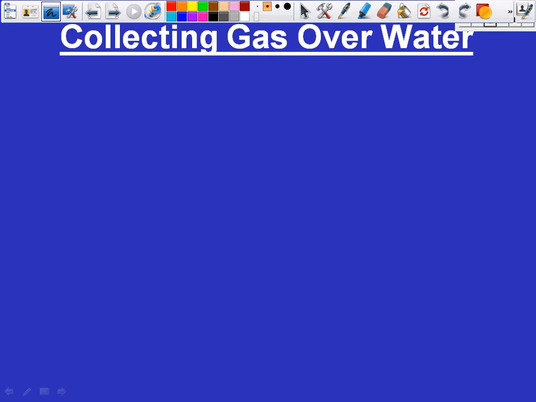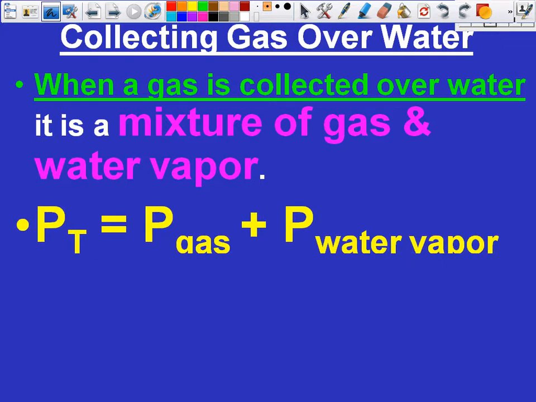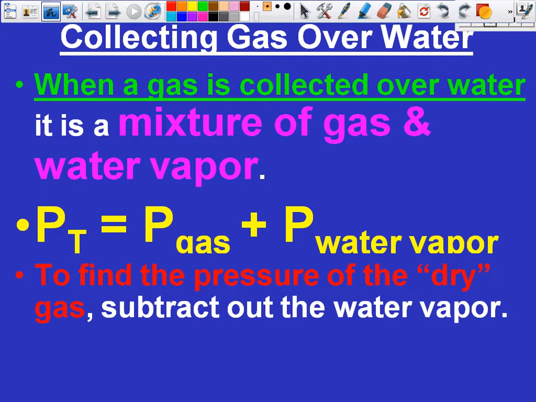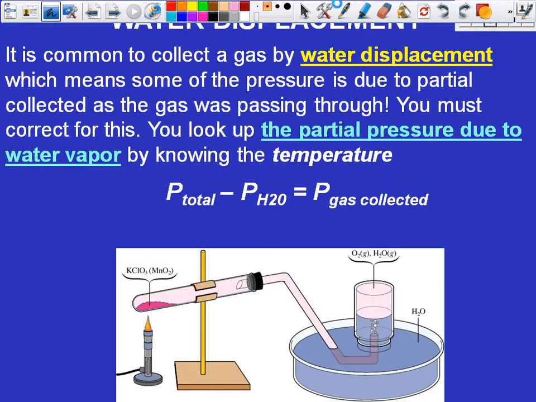All right, let's look at the next slide. Collecting gas over water. When a gas is collected over water, it is a mixture of gas and water vapor. So again, the total pressure is the pressure of the gas plus the water vapor. To find the pressure of the dry gas, you have to subtract out the pressure from the water vapor. And if you go back and look, notice what happens. You have this oxygen gas travel through this water, and so it maybe picked up a few water molecules.